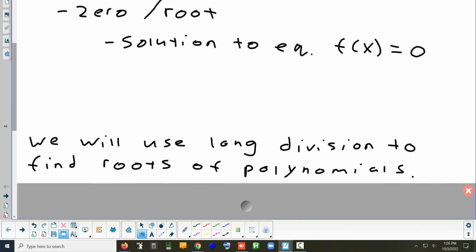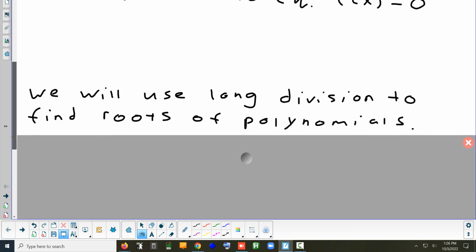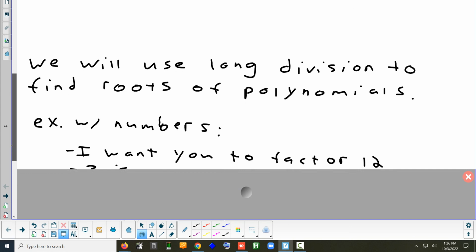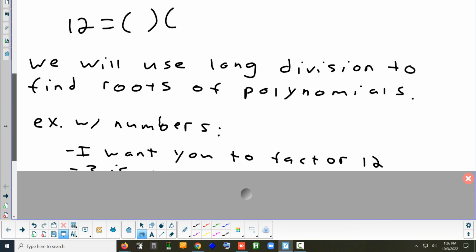Okay, so what we're going to look at first is using long division to find a root of a polynomial. Okay, I'm going to show you an example first with numbers, and then we'll look at an example with a polynomial. So let's say that I wanted you to factor the number 12. That means I want you to take the number 12 and write it like that.